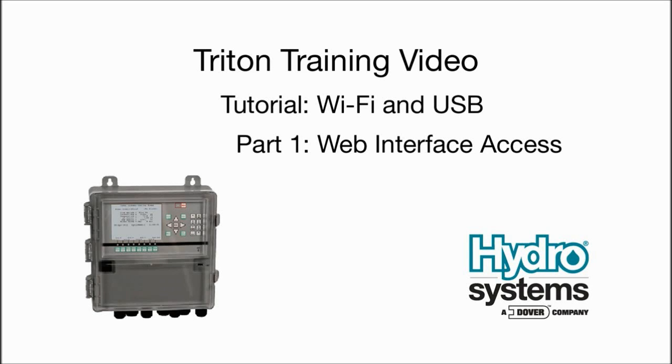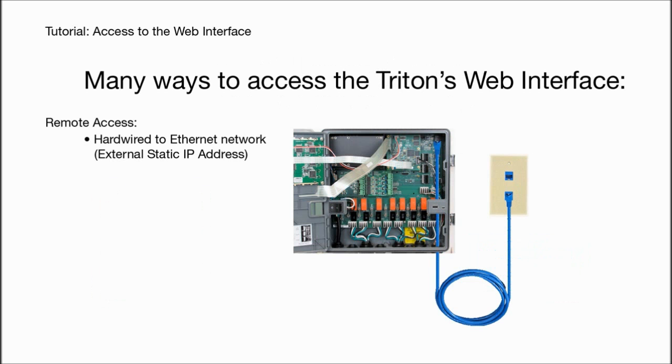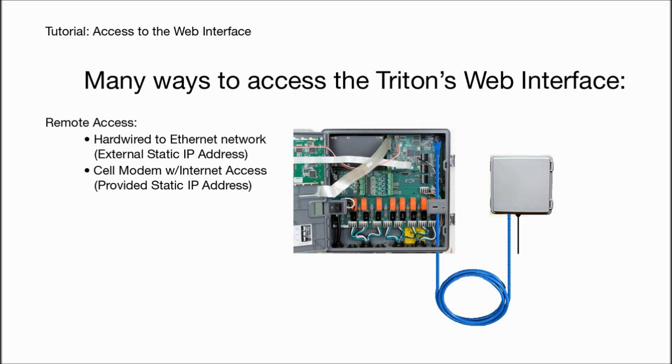This is one of our tutorial videos, and it shows how to access the web interface locally using a Wi-Fi network or a USB cable. We have other tutorial videos that show you how to configure the Triton so that you can access the Triton's web interface remotely, either using a hardwired Ethernet network or a cell modem. But the web interface is so easy to use, you may want access to it when you're in front of the Triton or nearby. This would be local access to the Triton's web interface.